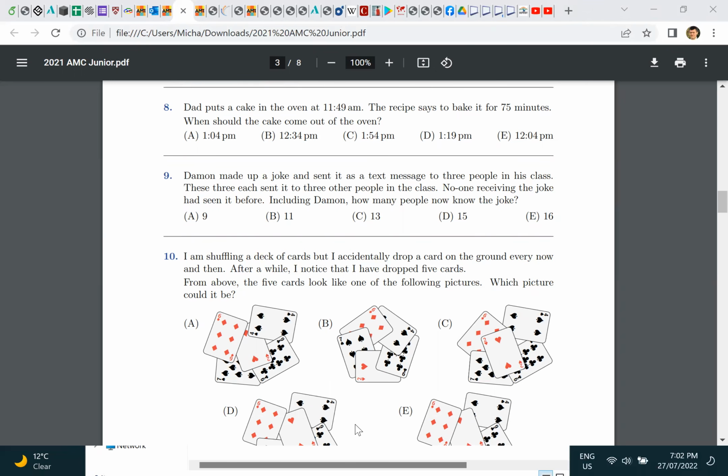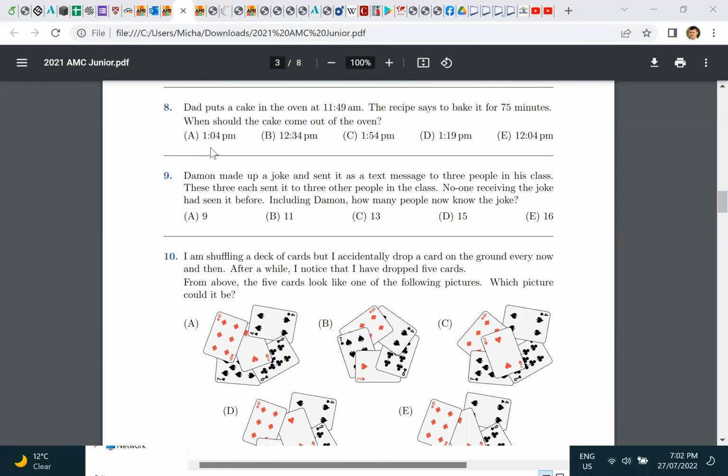I think it's A. You think 8 is A? Yeah. Okay, Dad puts a cake in the oven at 11:49. The recipe says to bake for 75 minutes. When should the cake come out? Oh, that's an easy question, right? And you say it's A? Yeah.